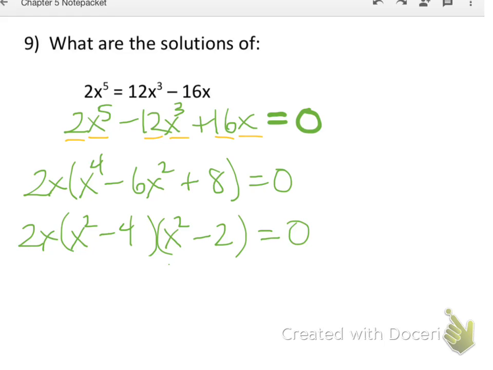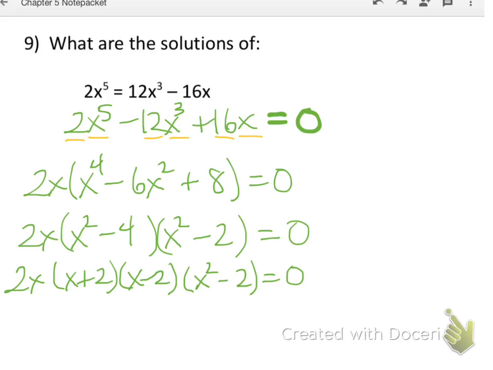And don't forget to look and see if you can continue to factor it. So x squared minus 4 is a difference of perfect squares. Factors as x plus 2 and x minus 2. And 2 is not a perfect square, so we're just going to leave that as x squared minus 2. Now, the zero product property says that any one of these factors has to equal 0. So we're going to set them all equal to 0.